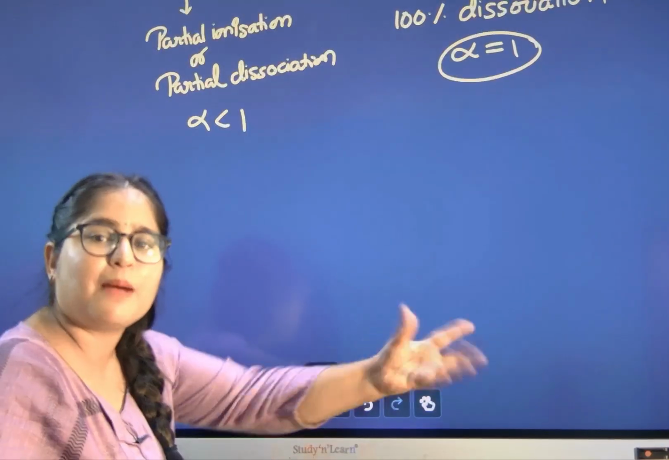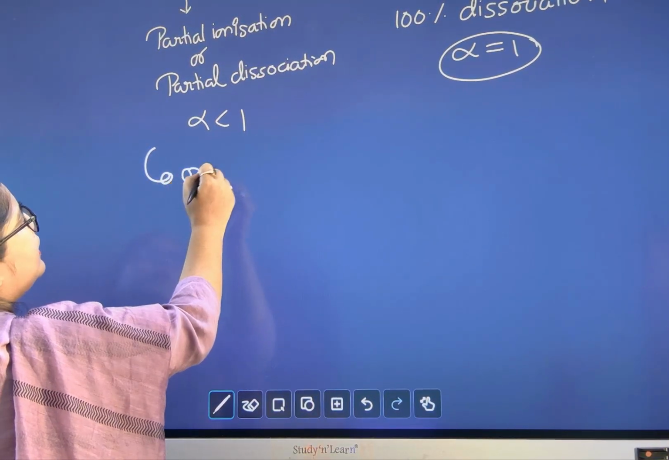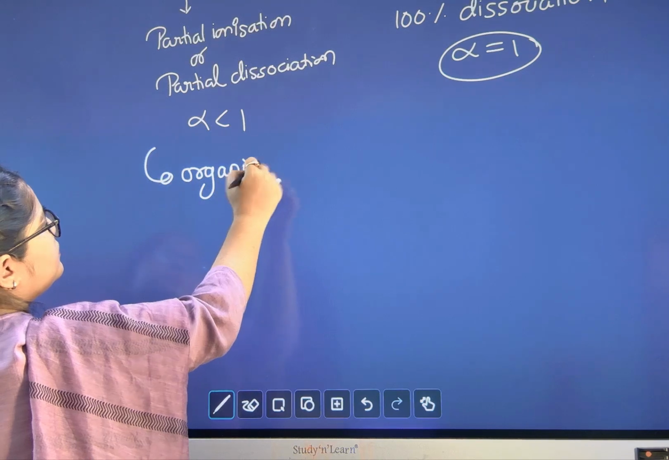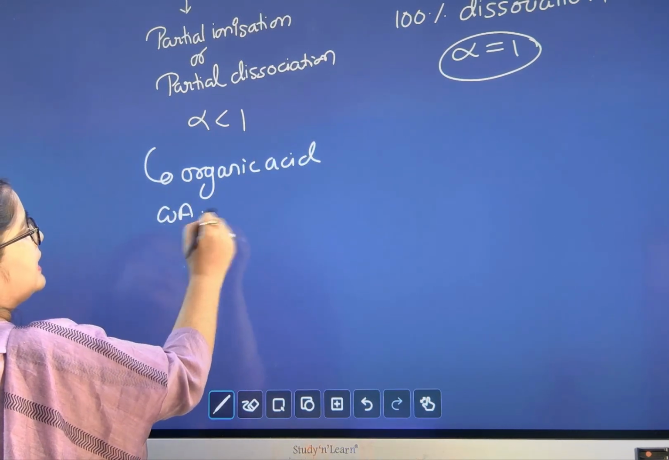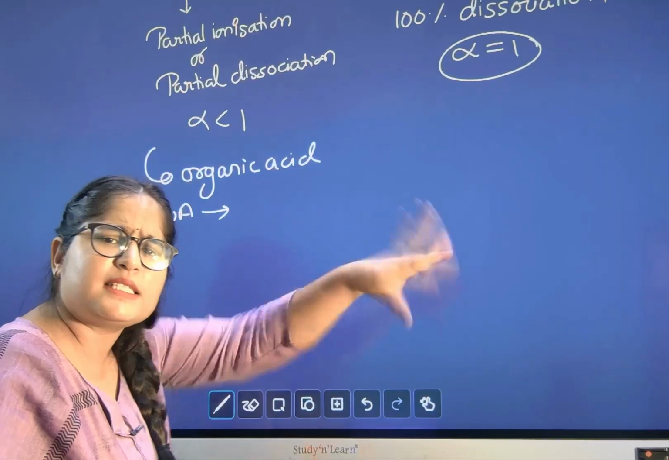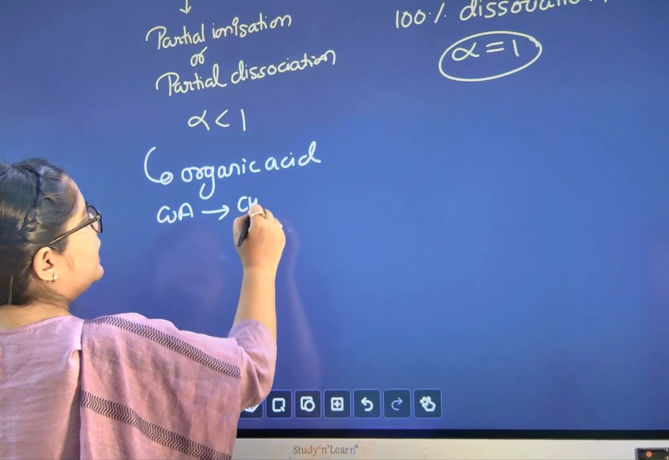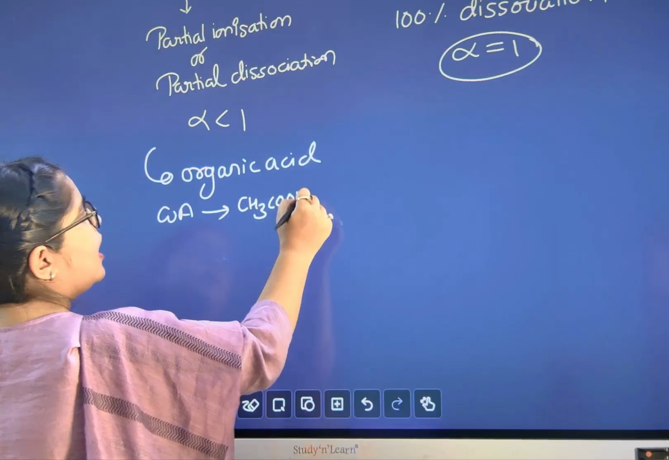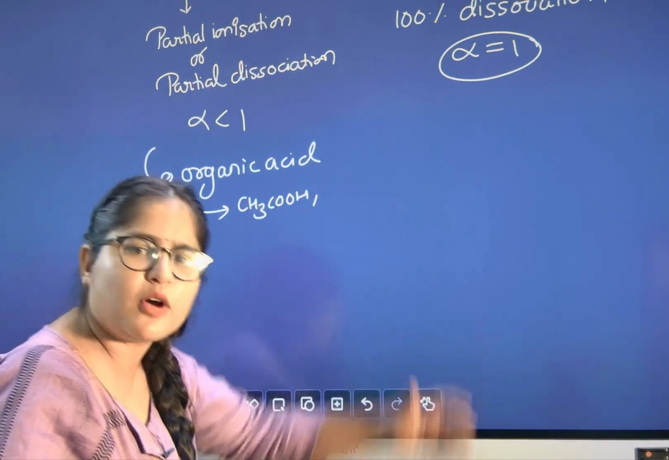Now let us see examples of weak electrolyte and strong electrolyte. Weak electrolytes: all the organic acids, in short I will say weak acids, are examples of weak electrolyte. Let's say for example CH3COOH. How will you identify an organic acid? COOH, carboxylic group will be there.